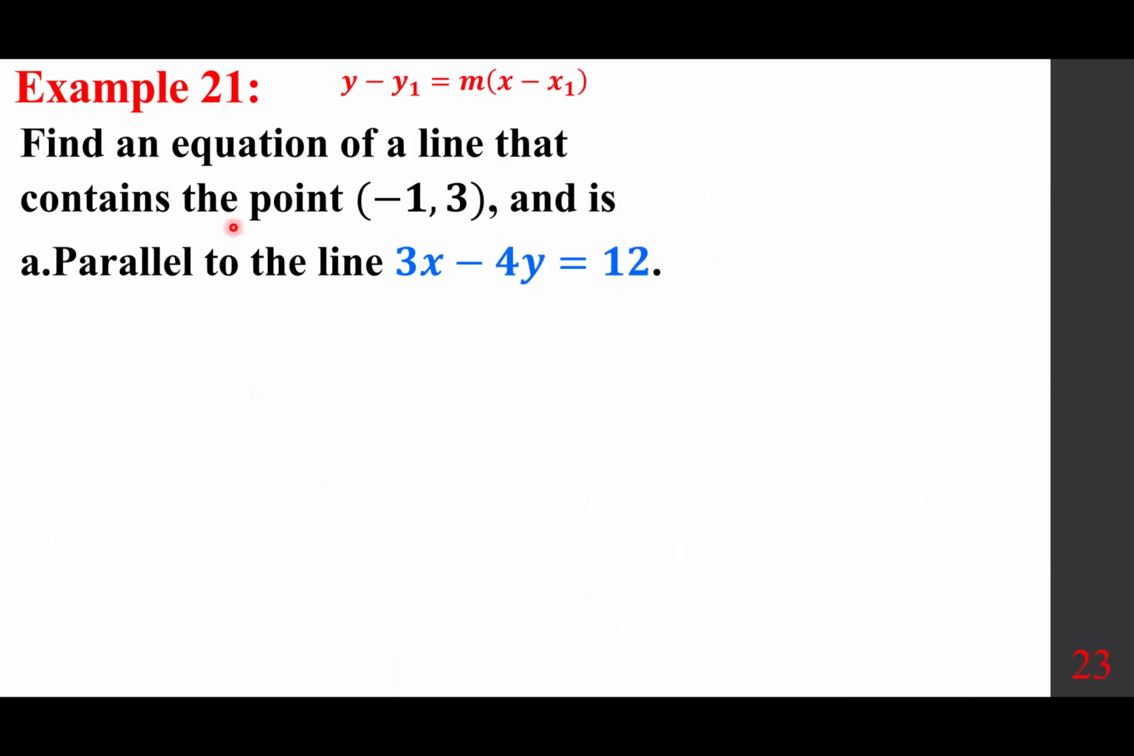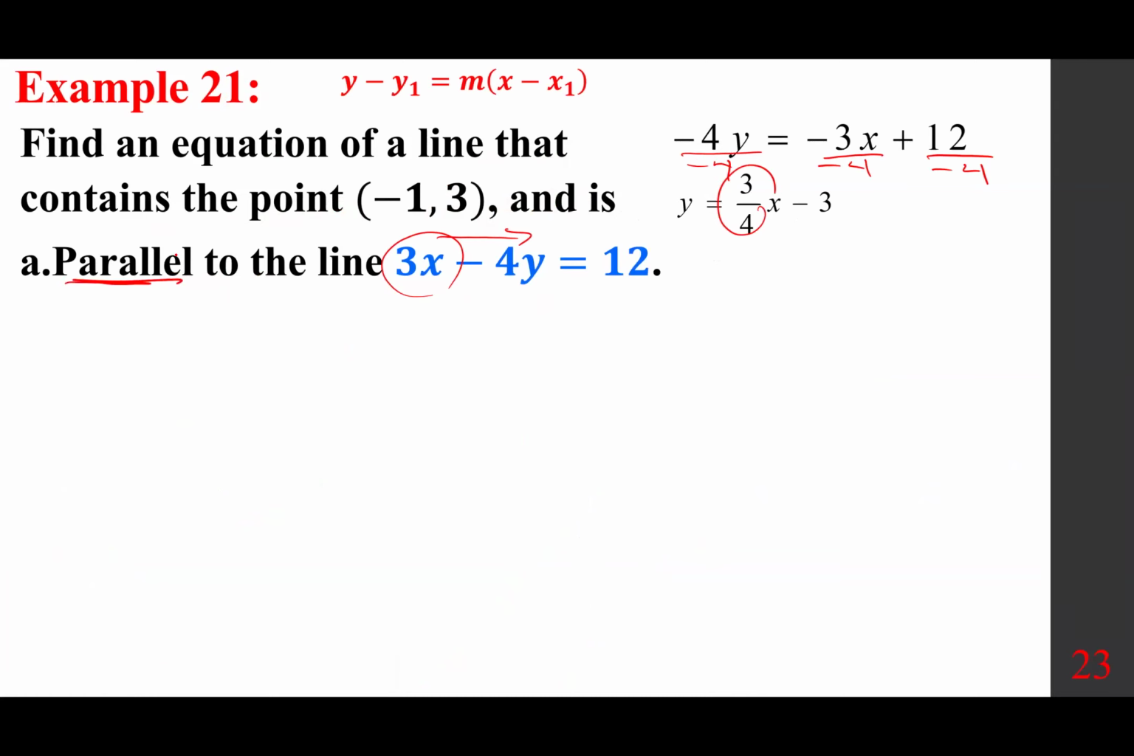Find an equation of a line that contains this pair and is parallel to this line. So first and foremost, we have to solve for y to find the slope of this line, which means we are going to move the 3x. Then we're going to divide everything by -4. We get y equals 3/4 x minus 3. This is our slope. So because we want it to be parallel, m1 equals m2 equals 3/4.